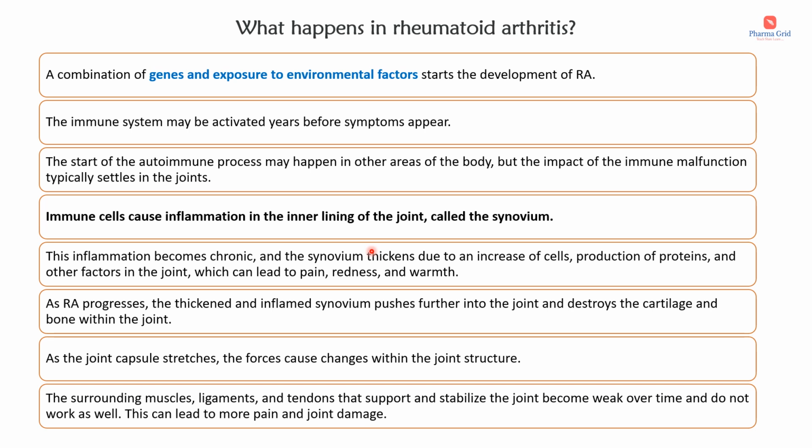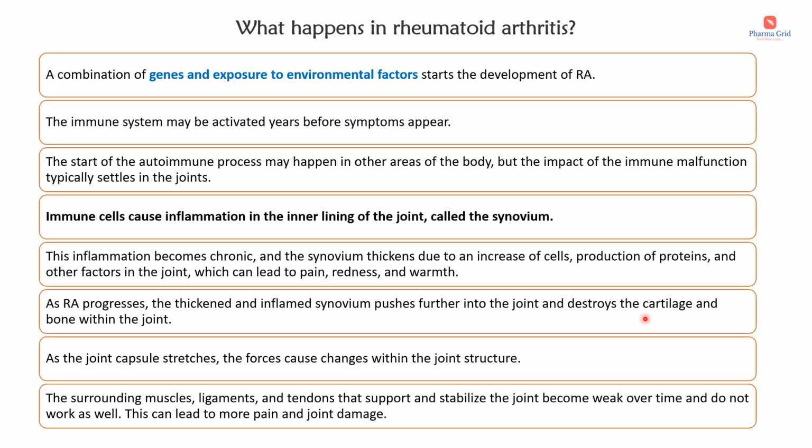So in rheumatoid arthritis, the immune cells cause inflammation in the inner lining of the joint called the synovium. This inflammation becomes chronic and the synovium thickens due to an increase of cells, production of proteins and other factors in the joint, which can ultimately lead to pain, redness and warmth, which all are the main symptoms of rheumatoid arthritis. As this RA progresses, the thickened and inflamed synovium pushes further into the joint and destroys the cartilage and bone within the joint.